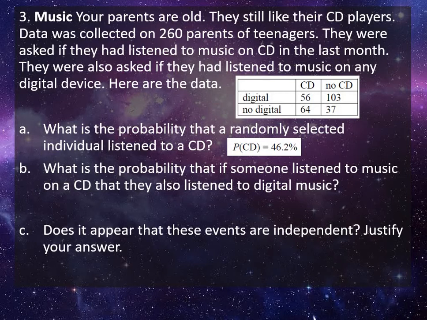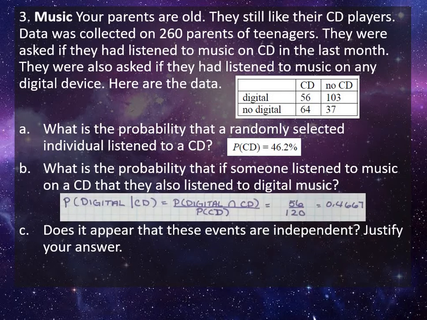Okay? So for this one, we've got CD people, so I'm looking at that 56 and 64, and we're talking about the digital music. So 56 out of 120. So 0.4667. And again, I really need to see those fractions for this. They won't give you full credit if you don't show where your fractions come from.